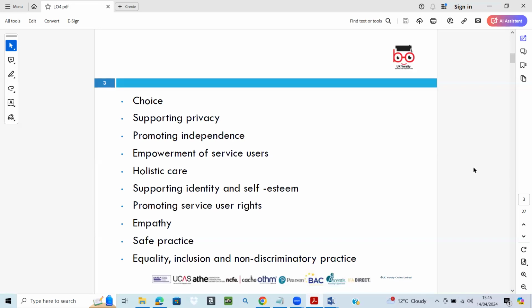Then we have equality, inclusion, and non-discriminatory practice. Okay, so these principles ensure that no one is excluded or treated unfairly because of their background, belief, or conditions, promoting a fair and respectful care environment. So again, each of these areas contribute significantly to the quality and effectiveness of social care and fostering environments where service users are treated with respect and dignity, and their individualized needs and rights are prioritized.